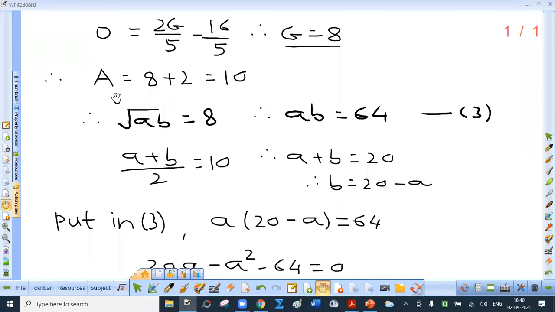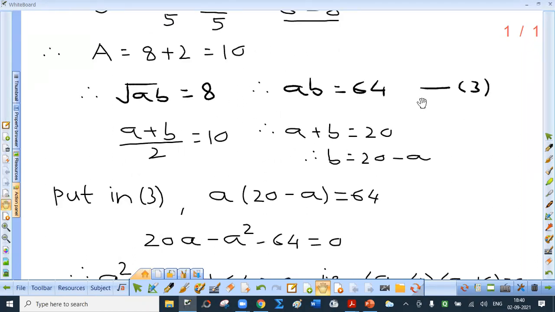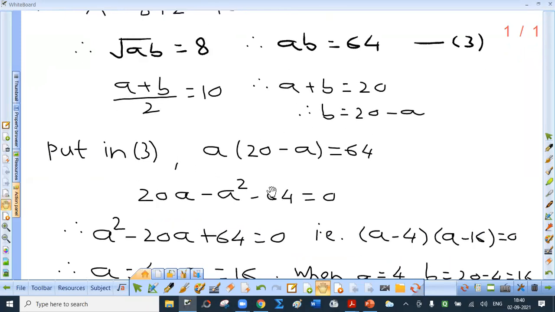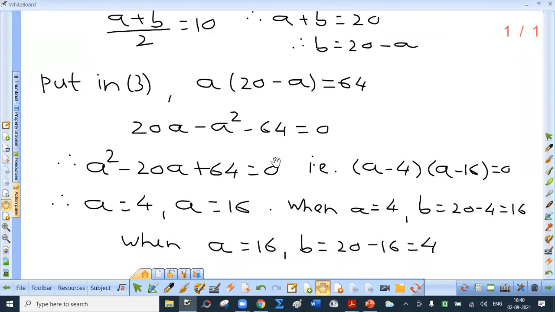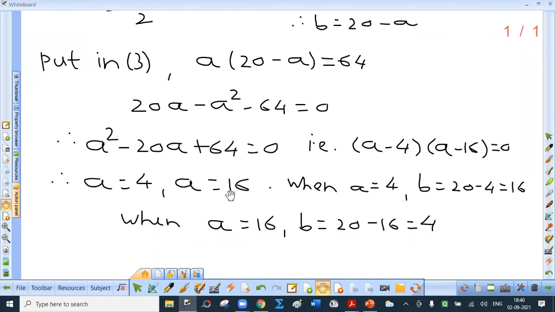Now G is 8. So what is A? G plus 2, that is 10. But the geometric mean is root AB. Root AB is 8. So AB is 64. Say equation number 3. Arithmetic mean is (a plus b) by 2. It is 10. So a plus b is 20. So what is b? 20 minus a. Put this value in 3. You get a quadratic equation in a. What are the roots? 4 and 16.